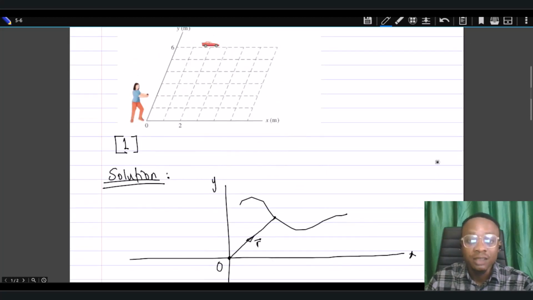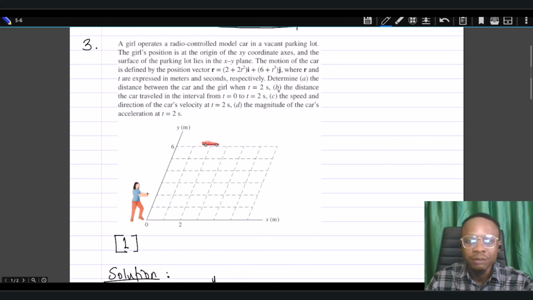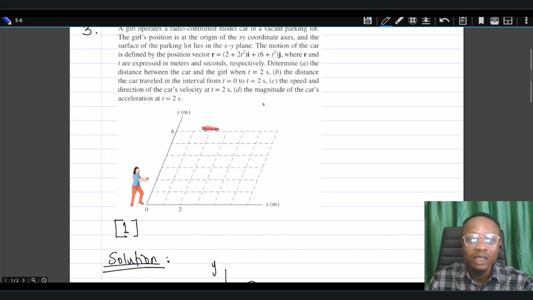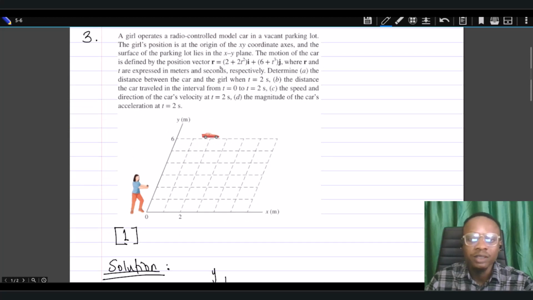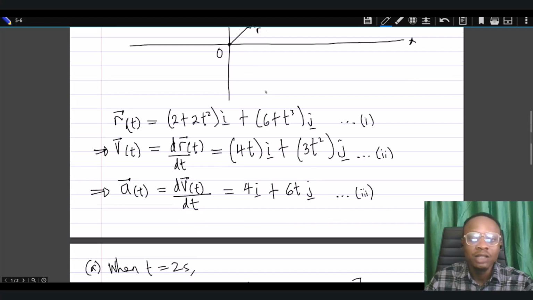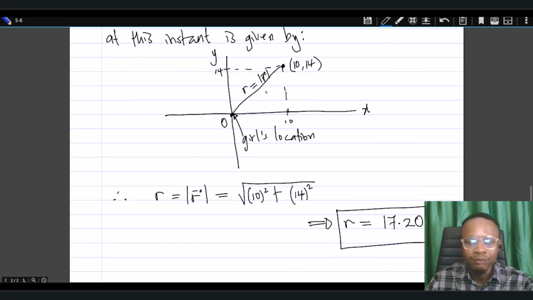So for the B part now, it says the distance the car traveled in the interval from t equal to 0 to t equals 2 seconds. So we need to find out what happens between t equal to 0 and t equal to 2 seconds. We already found the position when t equal to 2 seconds. Let us find the position at t equal to 0. Okay, and then we'll come back to see the meaning of that distance anyways.